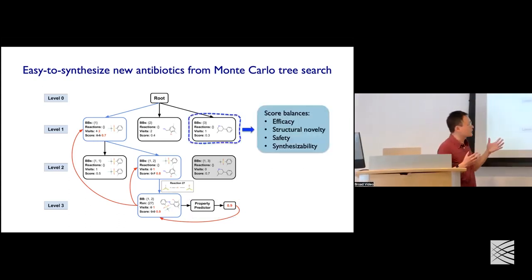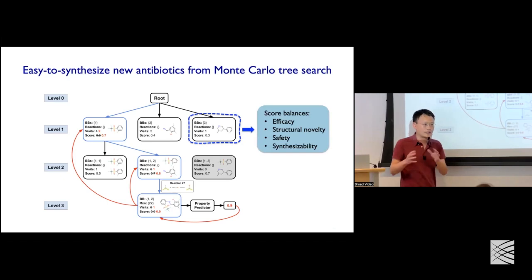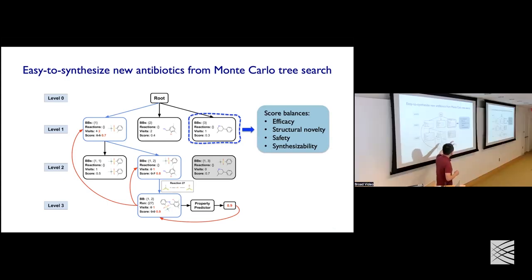And when we're doing this search, we're trying to balance these different competing objectives. So you want the molecules we generate to have high efficacy, to be effective in killing these bacteria, killing pathogens. We also want them to be structurally novel, different from anything that people have synthesized before, and safe for humans. And importantly, we want this whole process to be highly efficient in terms of synthesizability. So again, we want molecules that are easy to produce.